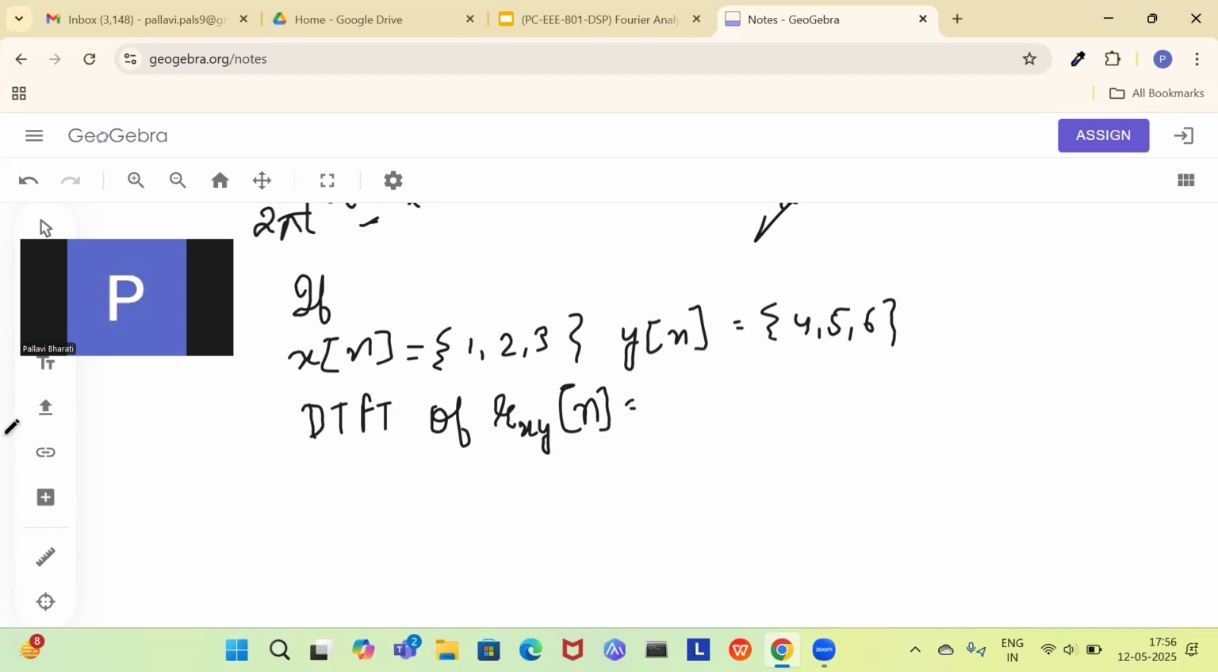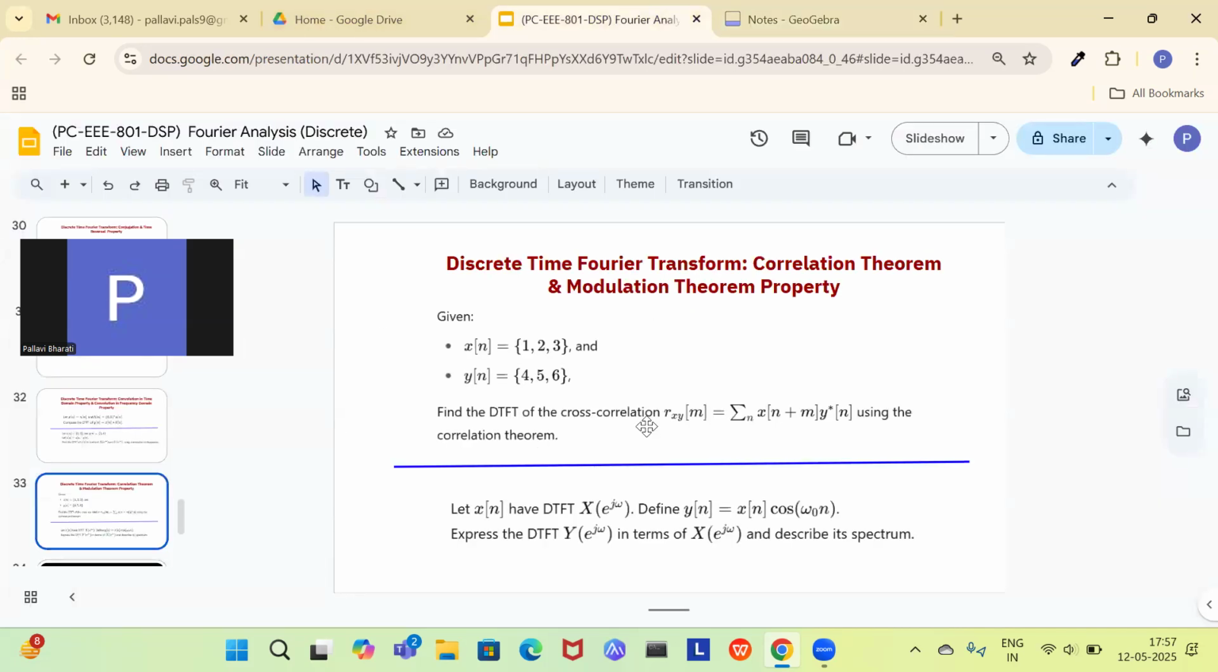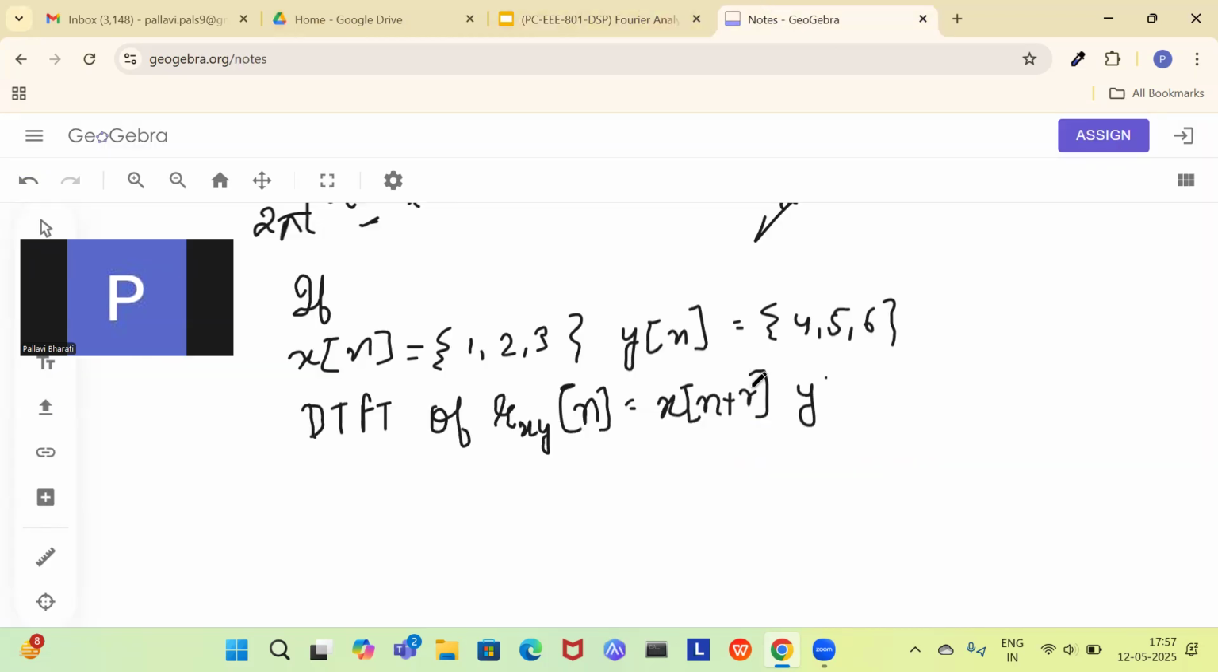Now here what we write is, the method is x of n plus m convolved with... we will use some other variable, not R, because R we are using for denoting this cross correlation. So we can take it as m, as it is given in the question. x of n plus m, y star of n will be there. y star of n means the conjugate of y. So what is the DTFT property? This is just the meaning of correlation, the mathematical definition.